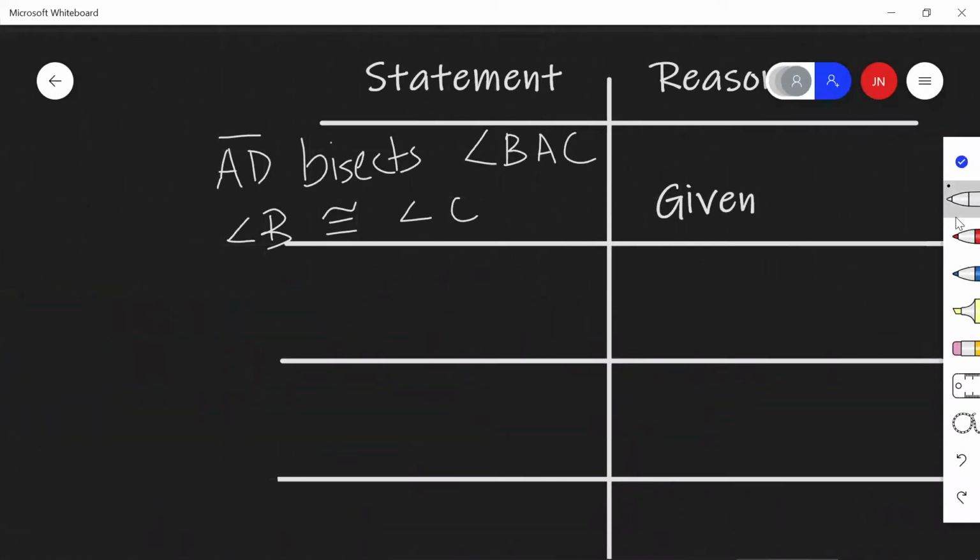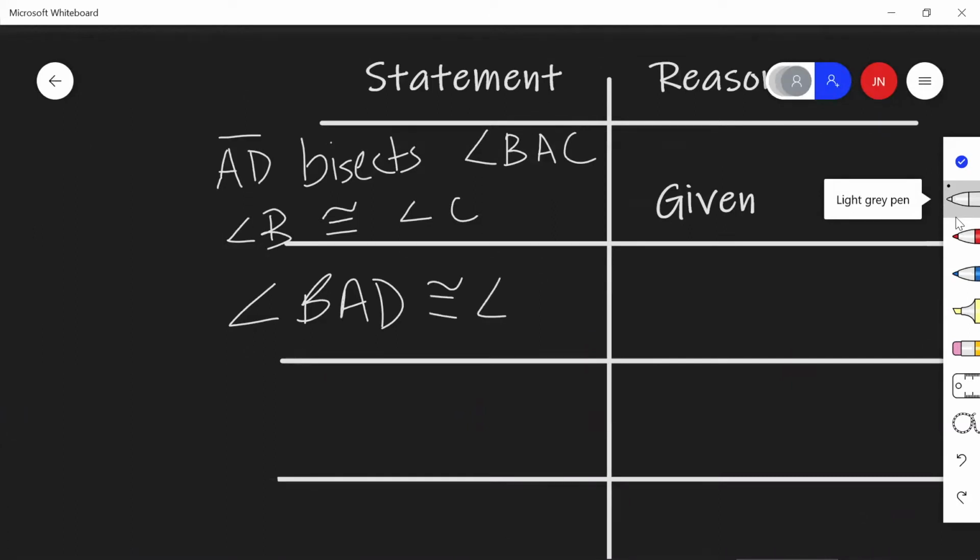So angle BAD is congruent with the angle CAD. And again, that just comes from the definition of an angle bisector.